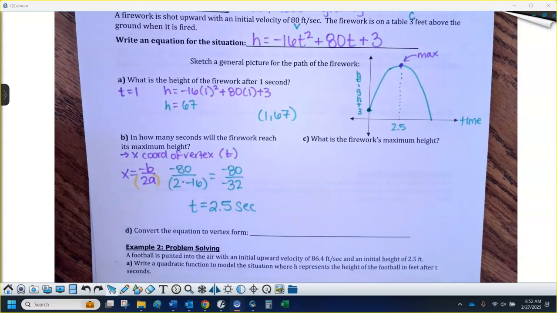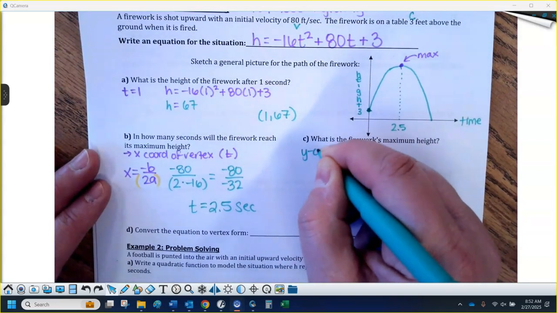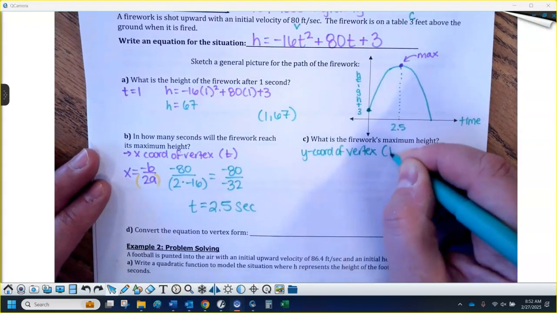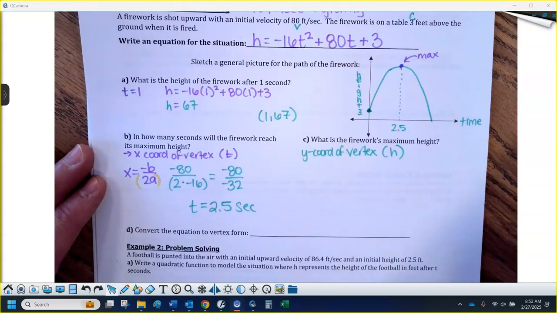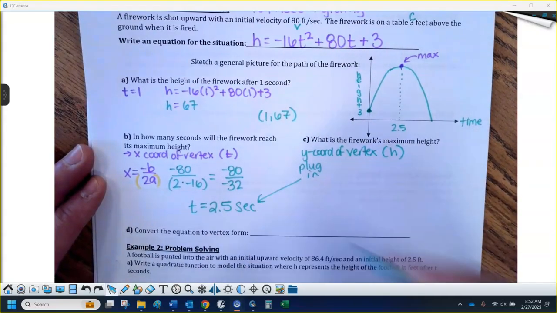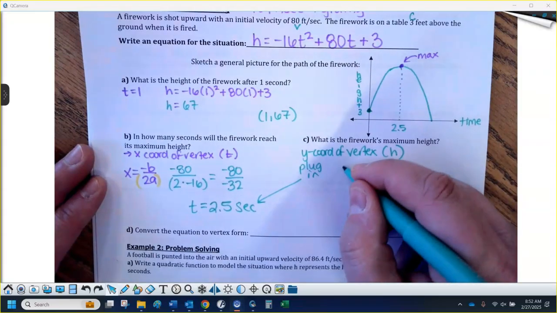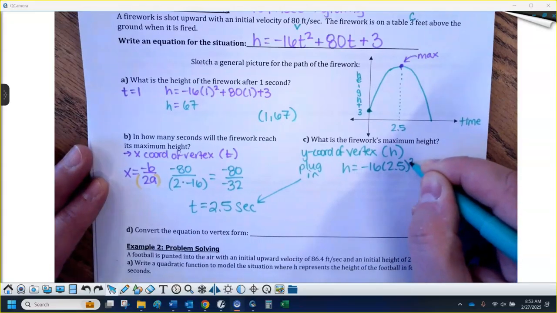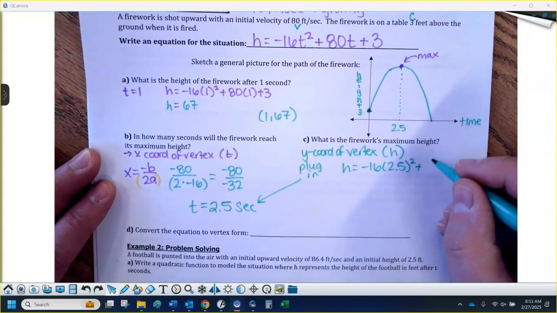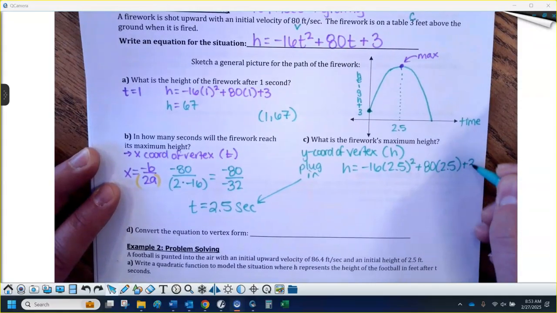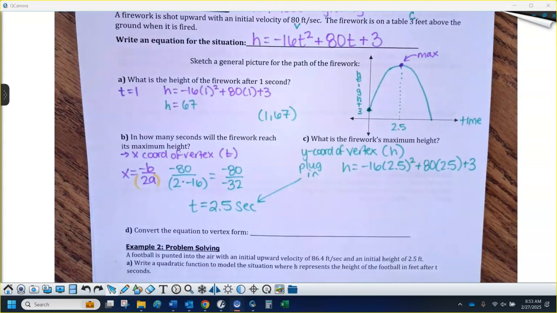All you're going to do is, this is just the y coordinate of the vertex, which in this case represents the height. So all you have to do is plug in what we got for the x coordinate of the point. So our height, we're just going to do negative 16. And again, this is where you might want to grab your calculator just to make it go a little bit faster. Everywhere I see a time though, now I know the time is 2.5 seconds for it to reach this maximum height. So we just have to plug in 2.5 to figure out where we would be at.